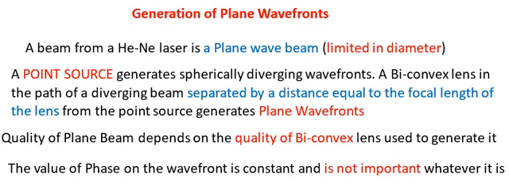So the quality of the plane beam depends on the quality of the biconvex lens used to generate it. If the lens has a very high quality, then of course the phase of the beam will also remain the same, will also be constant when it exits such a lens. Otherwise, if there are some distortions or some dust particles on the lens, then of course the phase will vary at those points and the beam will not be perfectly a plane wave.